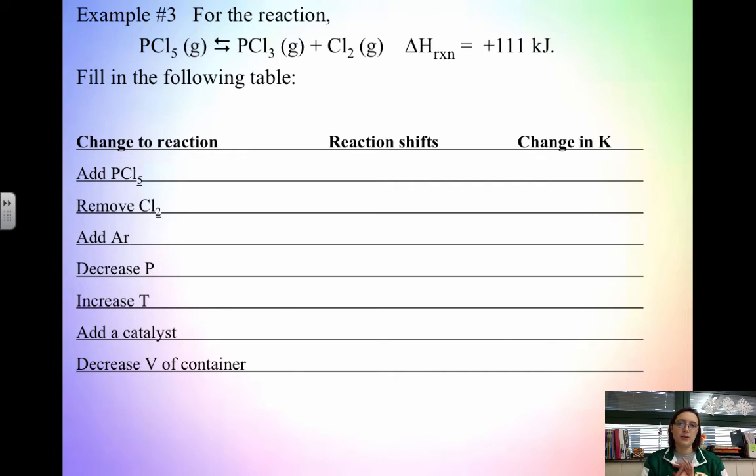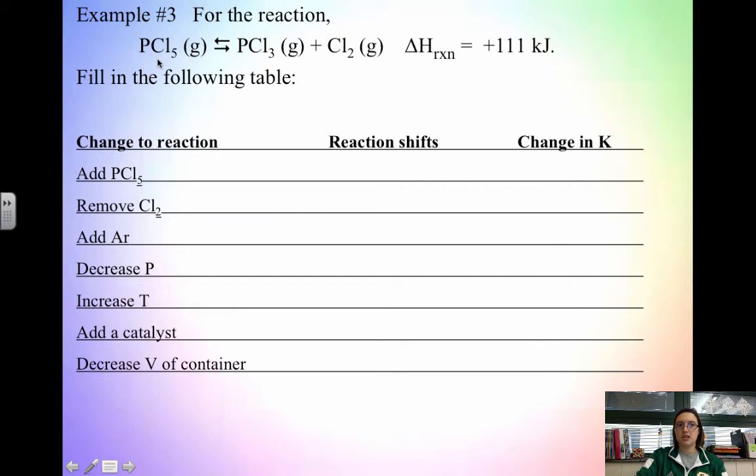So for example number 3, I want you to actually try to fill this in. I want you to fill in the following table where you're looking at how the reaction shifts and how it changes the equilibrium constant. So pause the video, fill this in, work through everything. If you need to, draw arrows using this reaction at the top, and then play the video again to go through the rest of the answers.